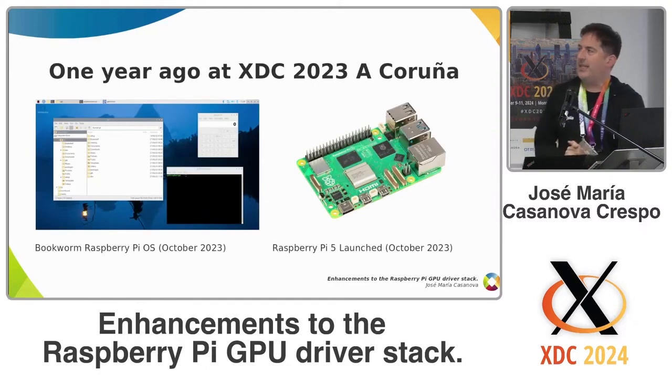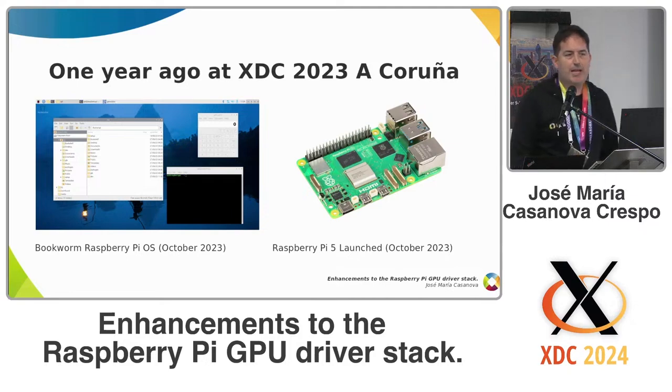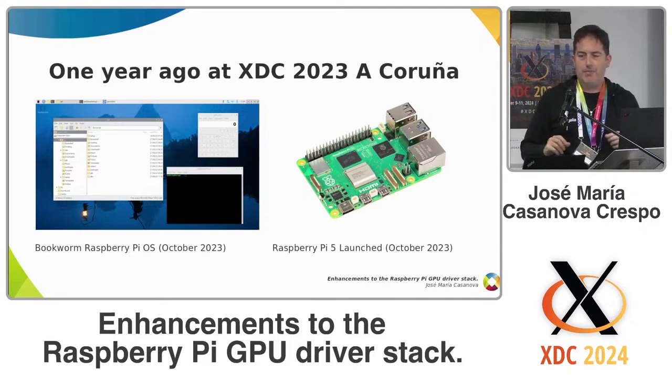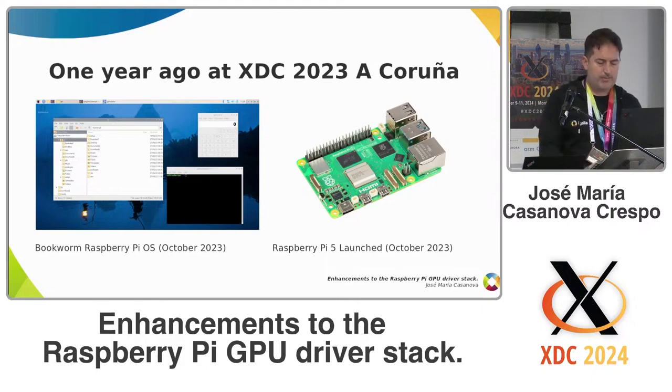So, it was one year ago, at the previous XDC in 2023, that the Raspberry Pi 5 was launched in October. And at the same time, a new version of Raspberry Pi OS was launched, whose main highlight was that the desktop was using Wayland for the first time by default.